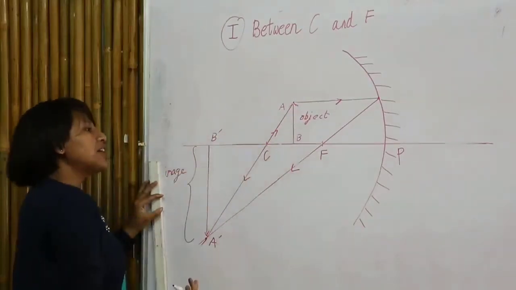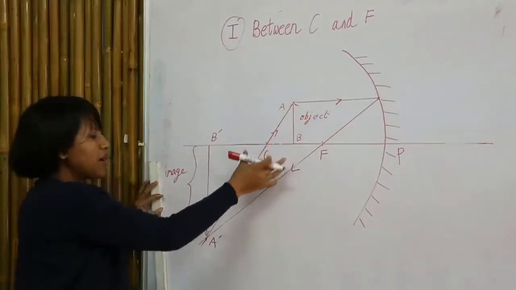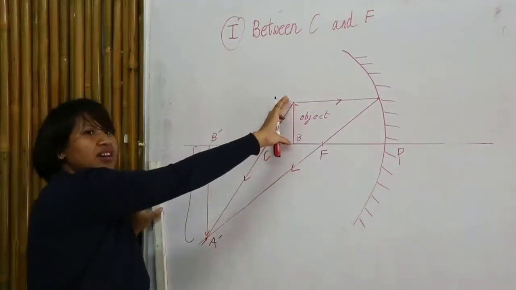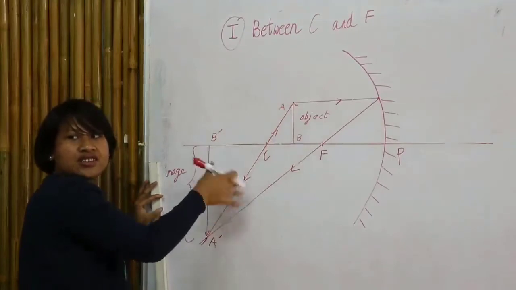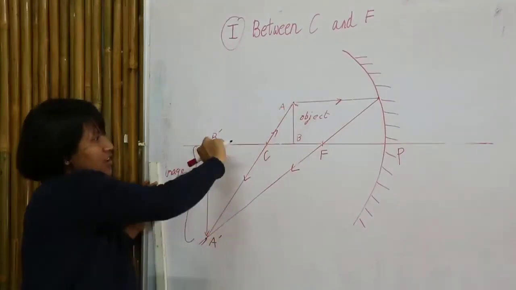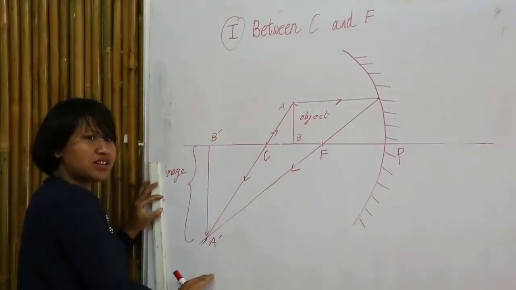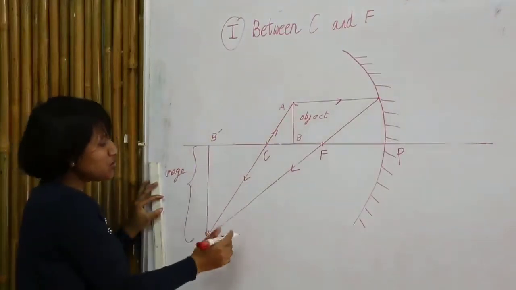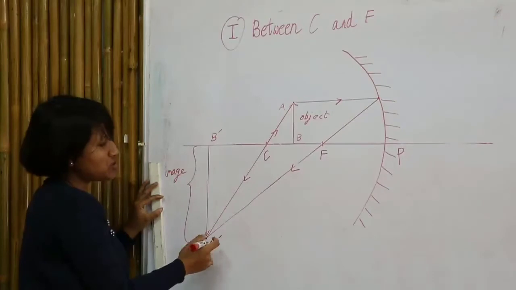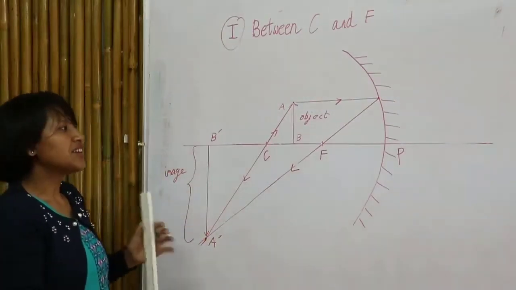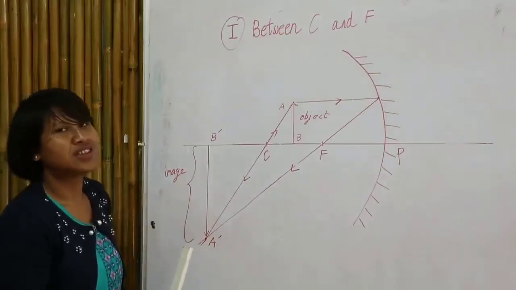Okay, then what happens? And also you observe that it is inverted. Okay, look, upside down, right? This one is here. It is actually upside down. Okay, so this also meets at some point. So that is real and inverted. Okay, so the image is real and inverted.